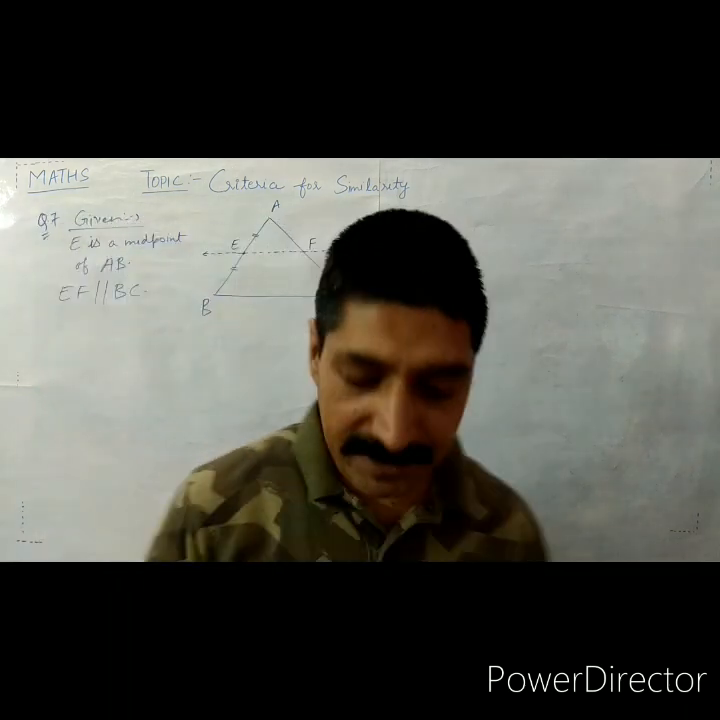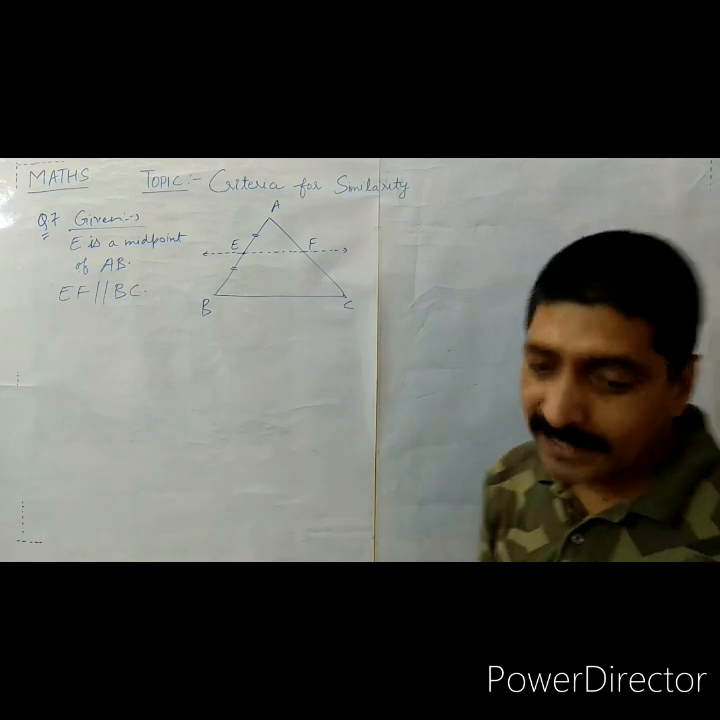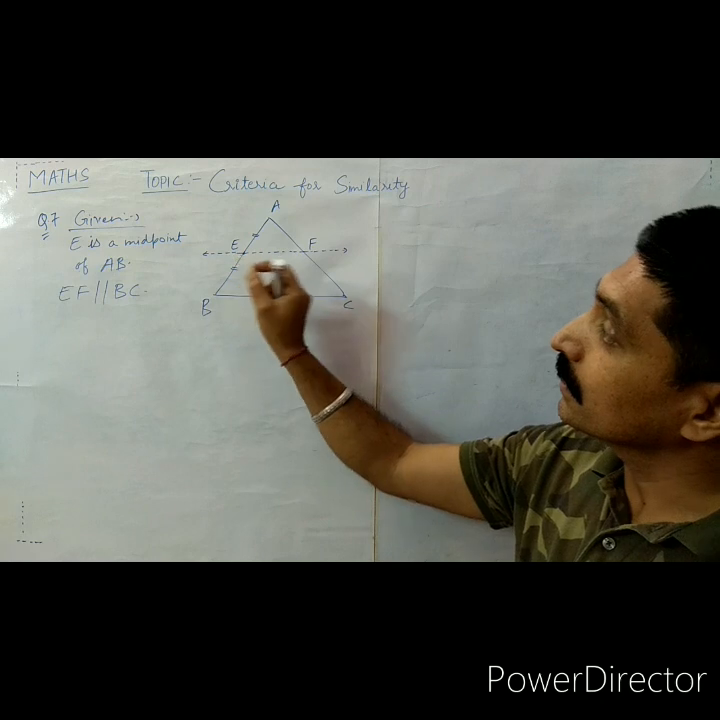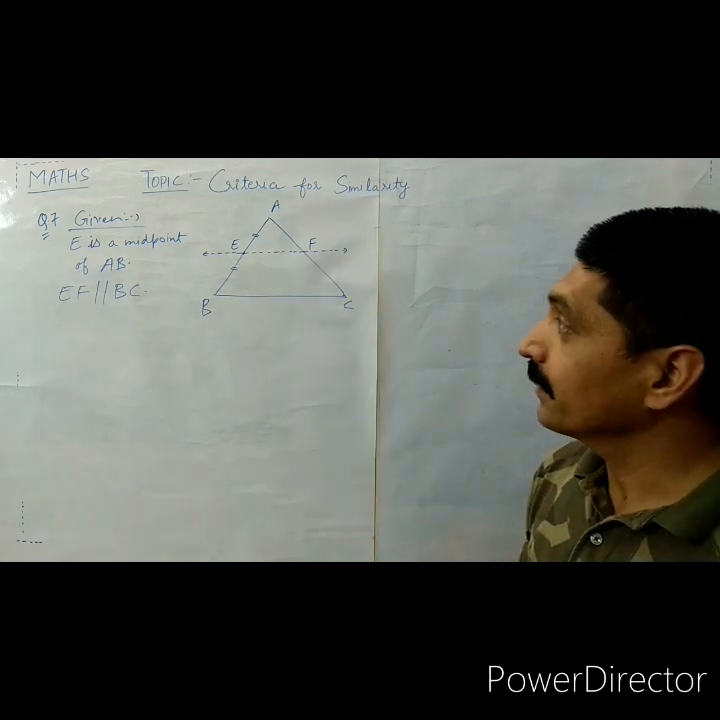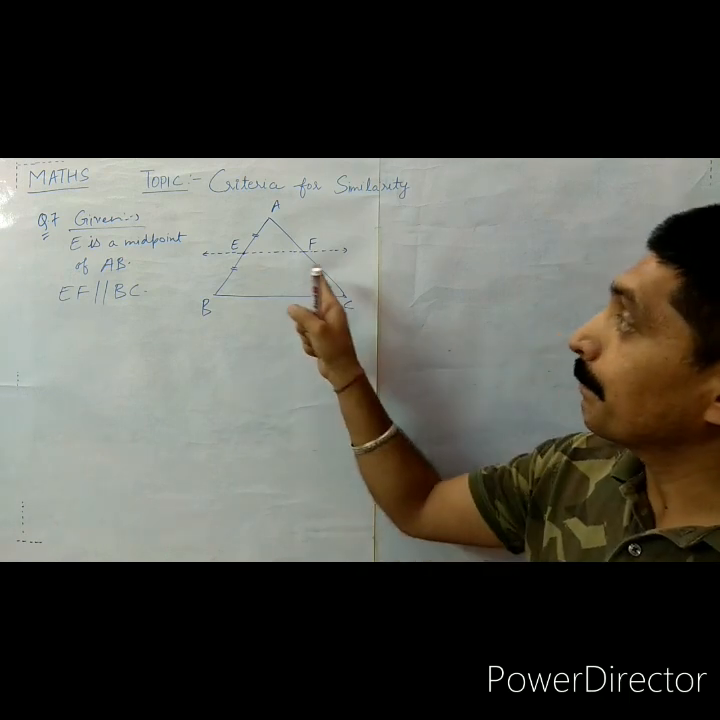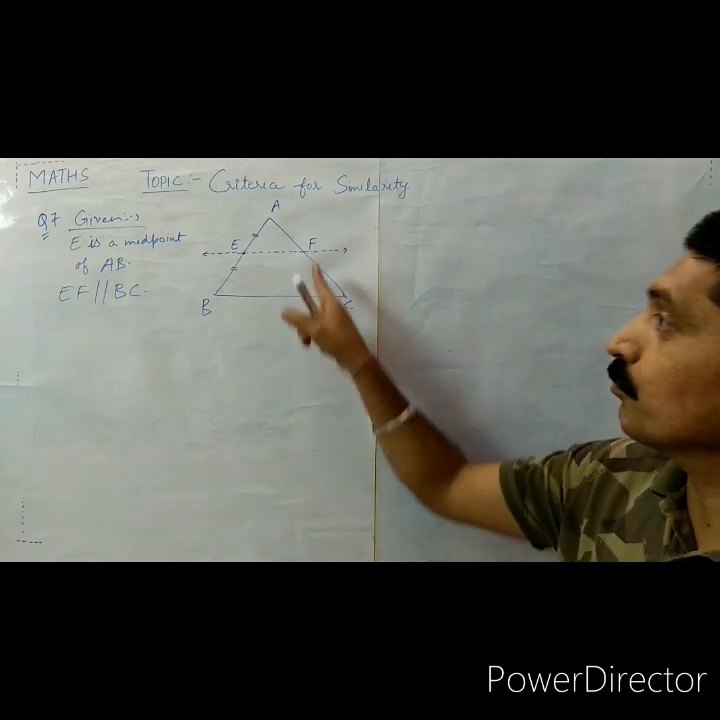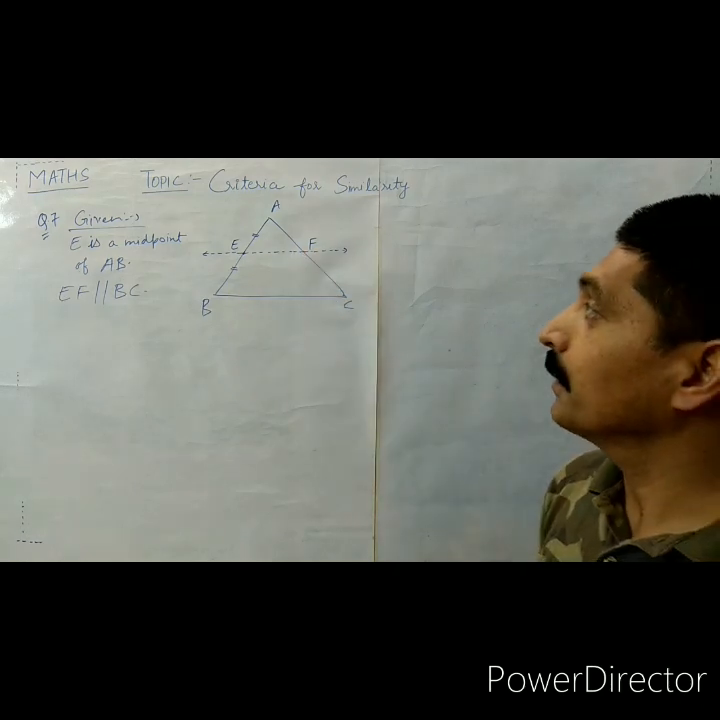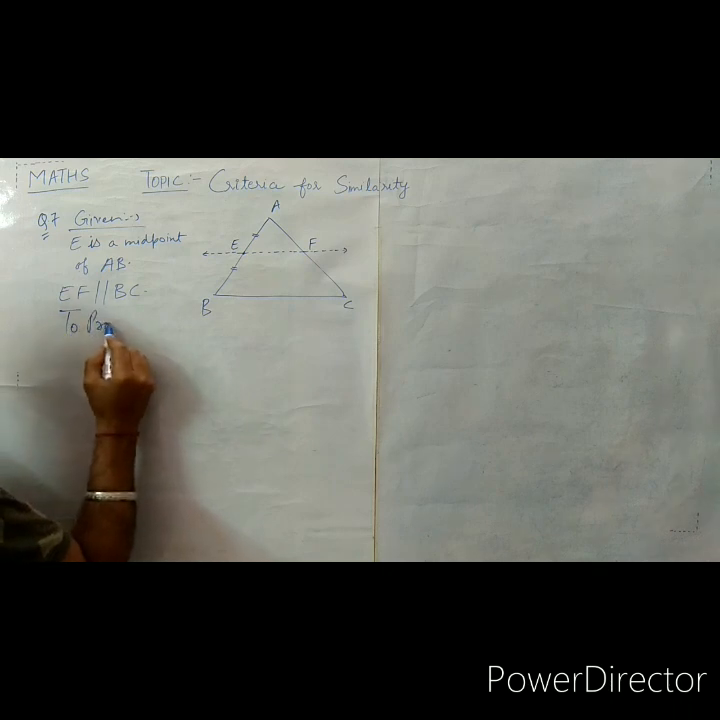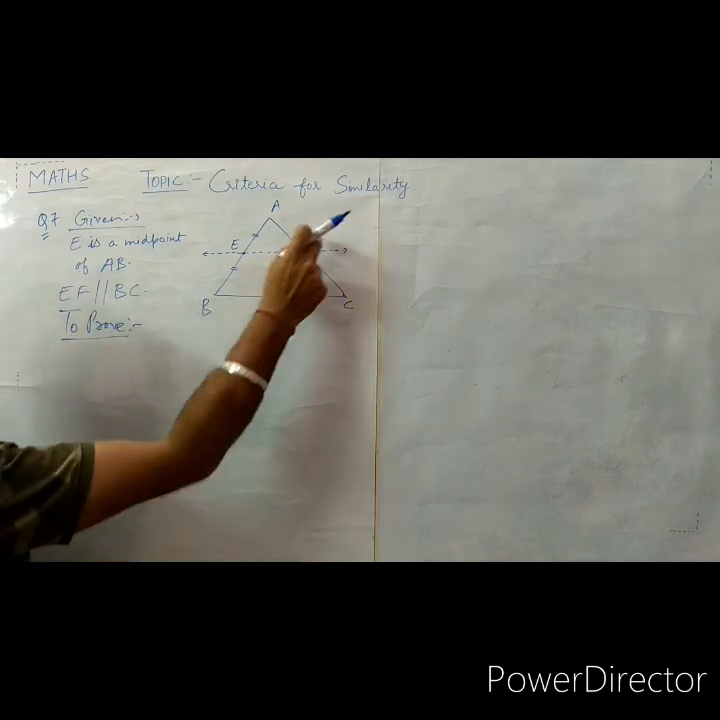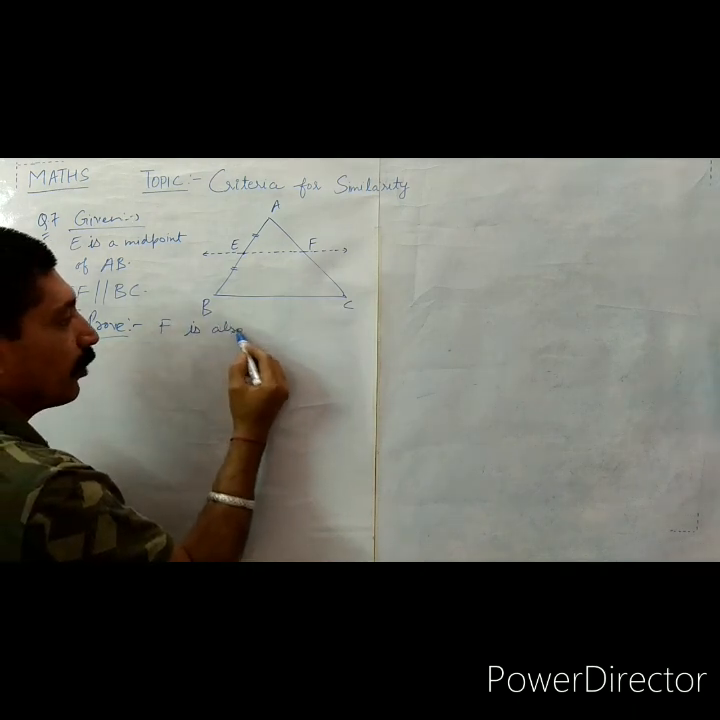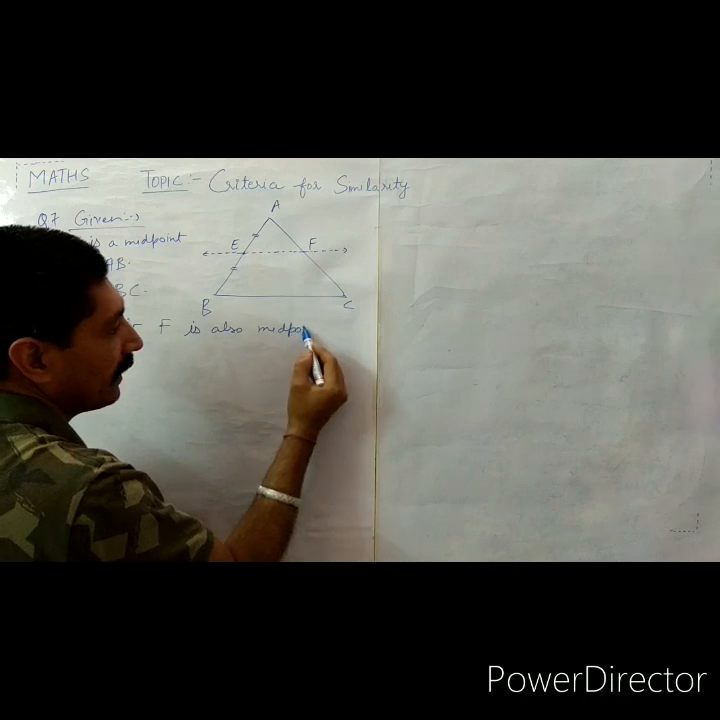So I am again repeating the statement of the question: prove that a line drawn through the midpoint of any one side and parallel to the third side always bisects the other side. Meaning we have to prove here that F is also the midpoint of AC.